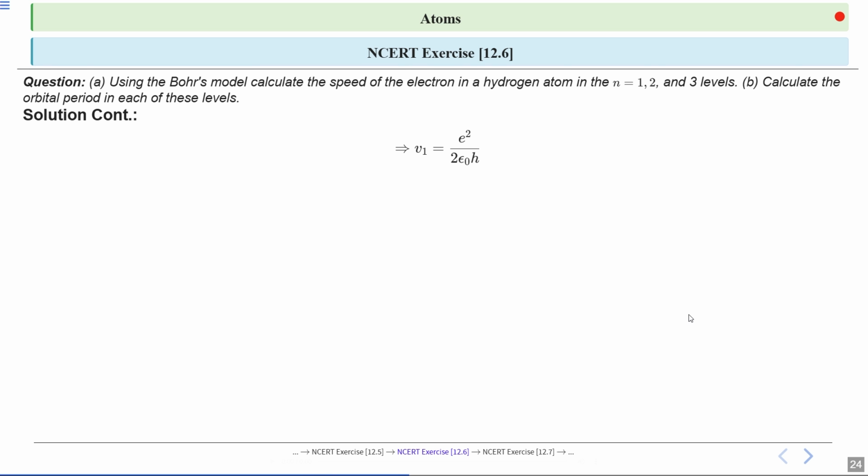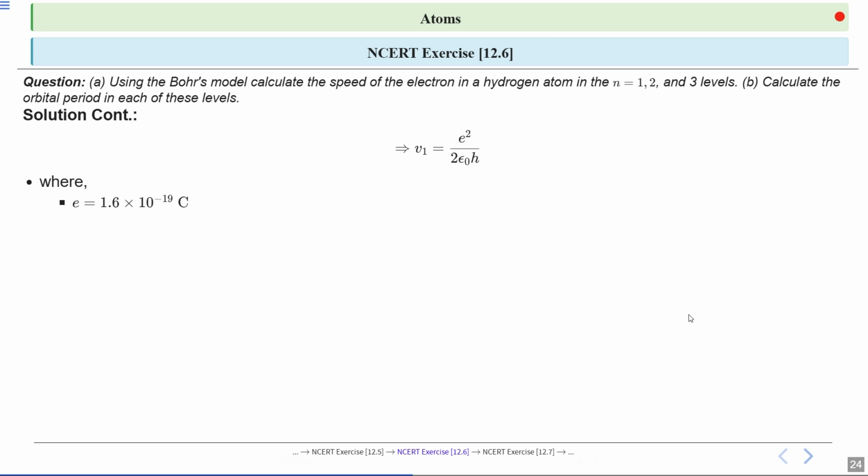First, let's write down the formula for the speed of the electron in the first energy level, n equal to 1, according to Bohr's model. The speed v1 is given by v1 equal to e square upon 2 epsilon naught h. Now let's list out what each symbol in our formula stands for. This helps us keep track of the physical meaning and units for each variable.